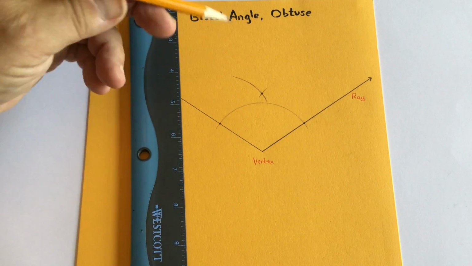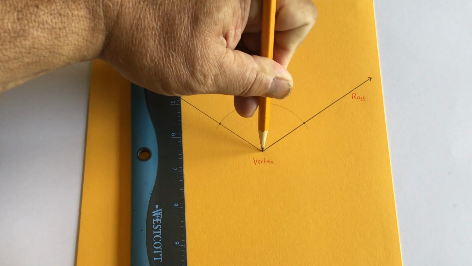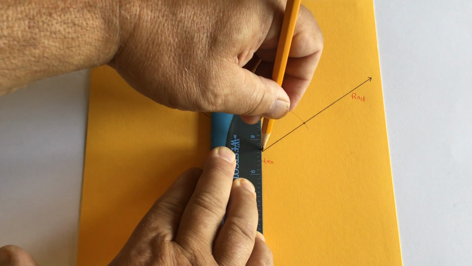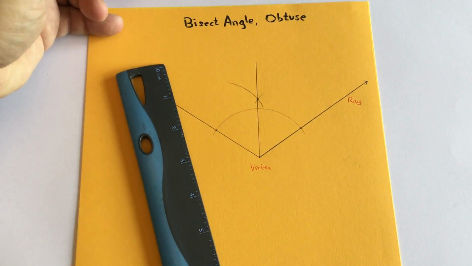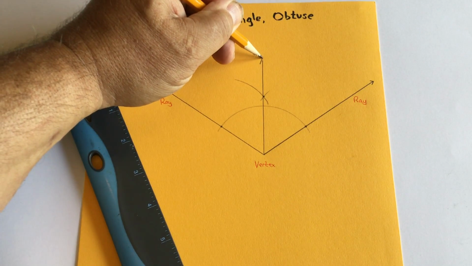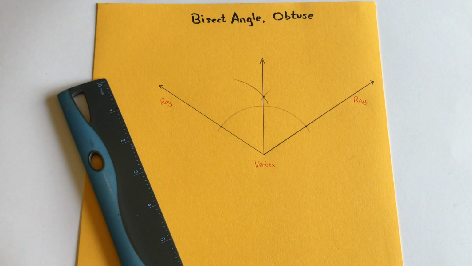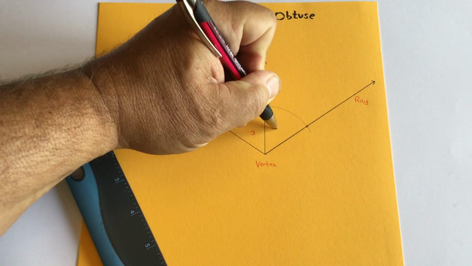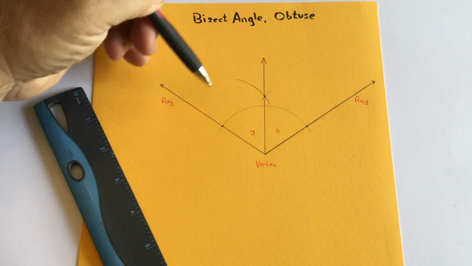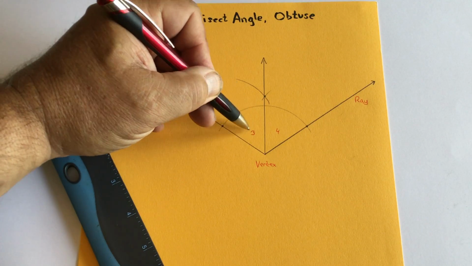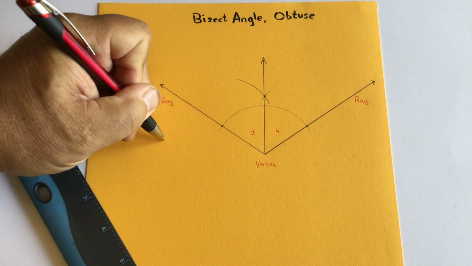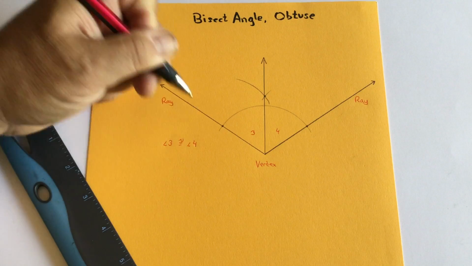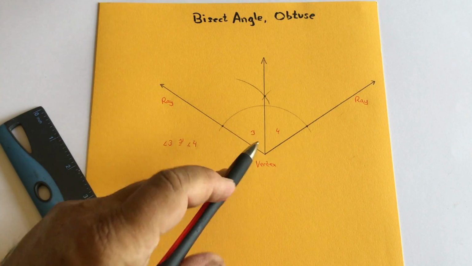So what we'll do is put our pencil on the vertex, line up our straight edge so that we're passing through this intersection, and there you go. There's our bisecting ray. If we were to name these, I might call this angle 3 and this angle 4. Since we've bisected our original angle, these two angles, 3 and 4, are congruent. The way we would write this is angle 3 is congruent to angle 4, and that's an explicit statement that says these are the same.